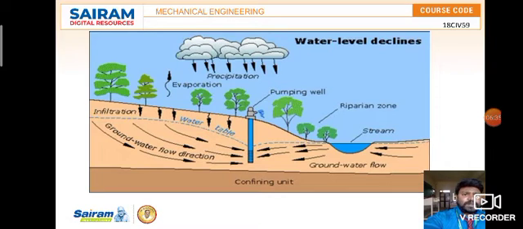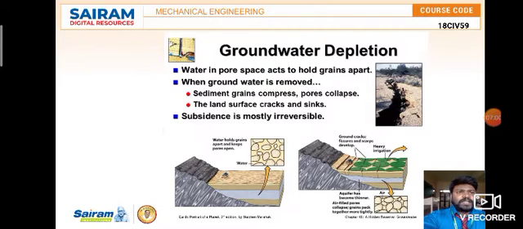Pumping for plants and agriculture fields takes place, and this water is taken out and used for pumping purposes. This is how the water level decline takes place. So this is the confining unit, and this is how the confining unit looks. Now we'll go to groundwater depletion. So how does this depletion take place?